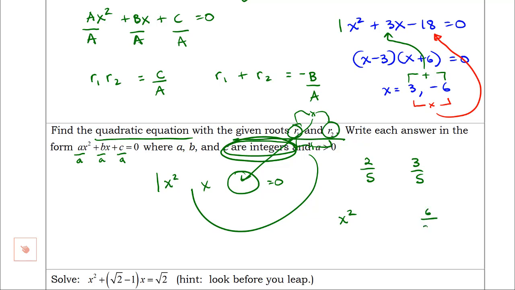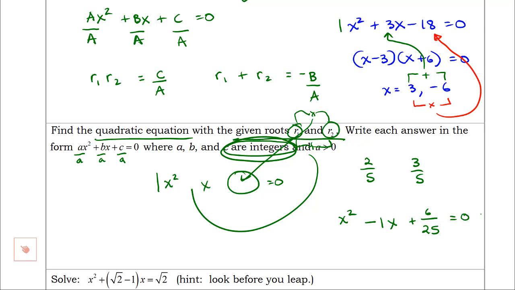Six 25ths. And who is the middle coefficient going to be? 1. But it's really -1, right? It's the opposite of the sum. Got it? Equation, it's got to equal 0. Don't forget the equal 0.